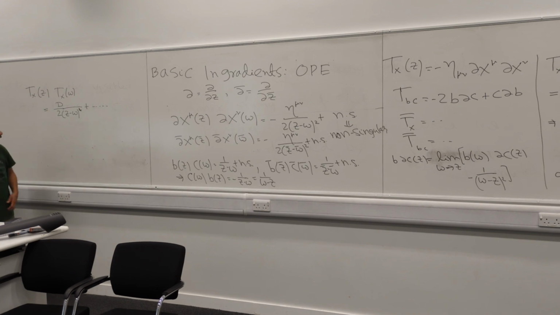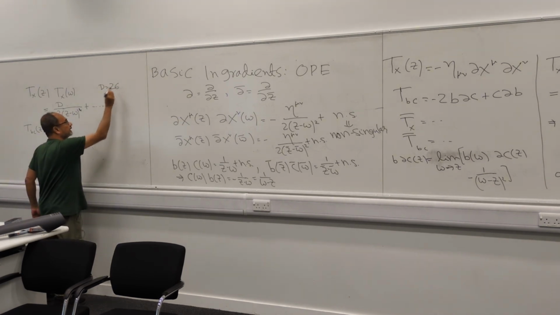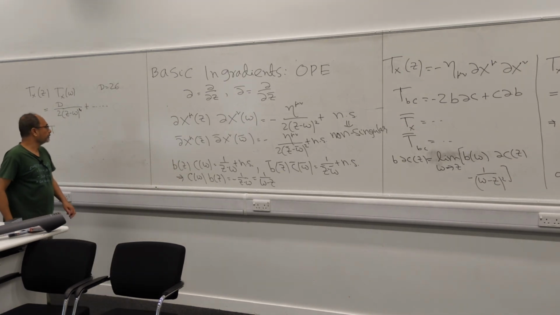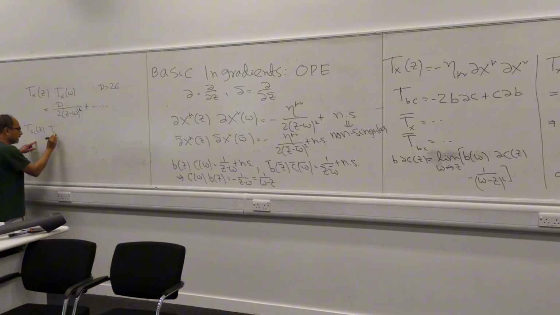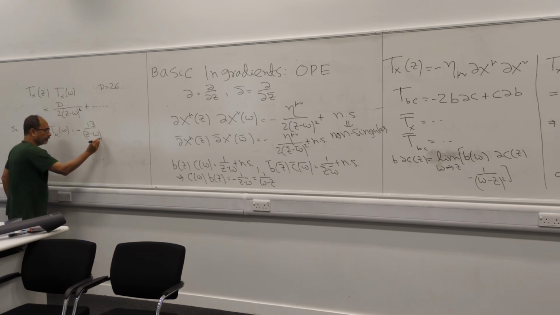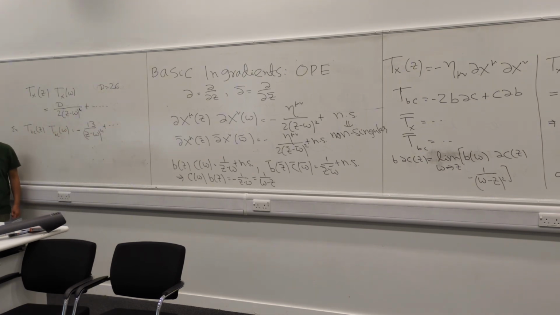A slightly more involved calculation is this one, T^bc of z with T^bc of w, and D in this case is basically 26. I have already said D equal to 26, but we will now see why. This is an exercise, it is minus 13 over (z minus w) to the 4 plus lower order terms.